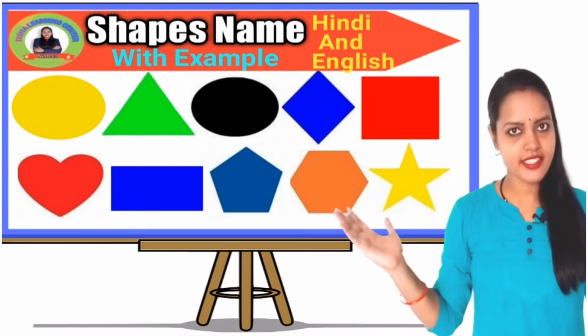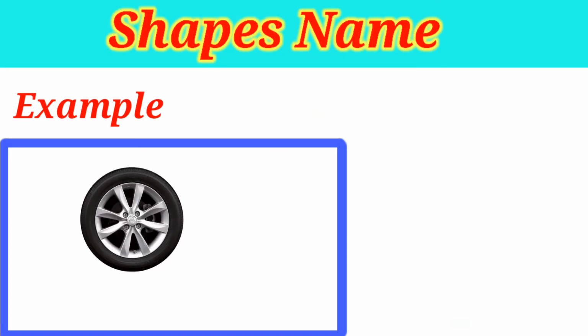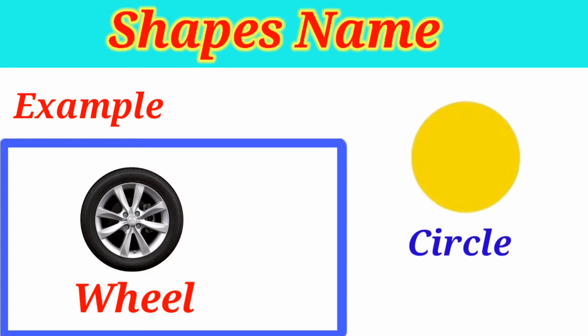I am your Nirmala teacher and today we are going to learn shapes name यानी आकारों के नाम आज हम हिंदी और इंग्लिश में जानेंगे. Let's start. Children, what is this? This is a wheel. The shape of the wheel is circle. इसको हिंदी में बोलते हैं वृत्त.